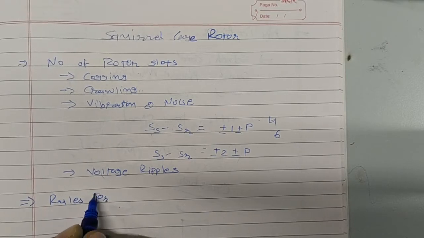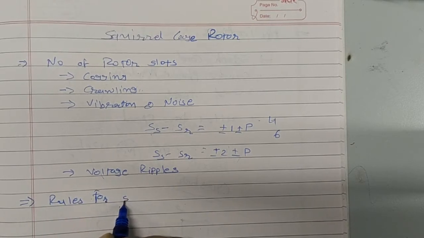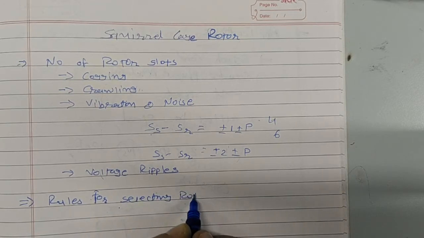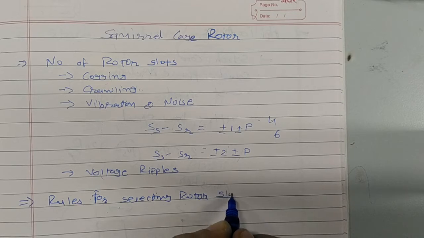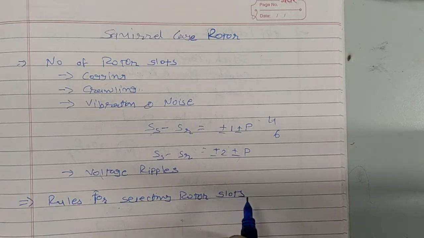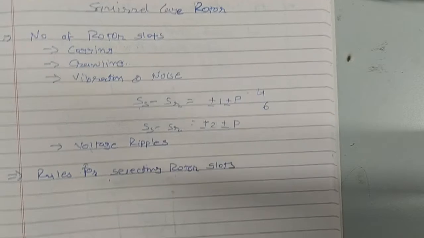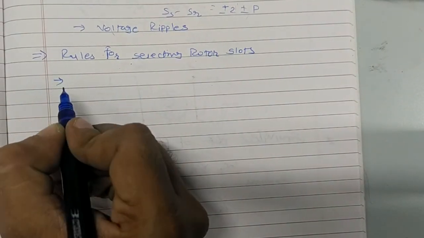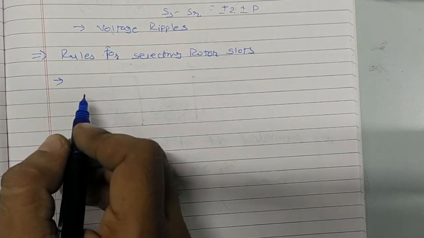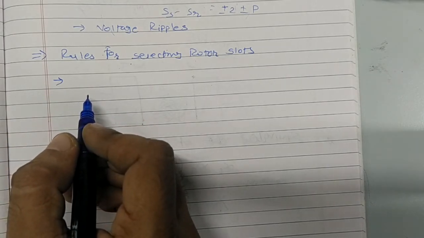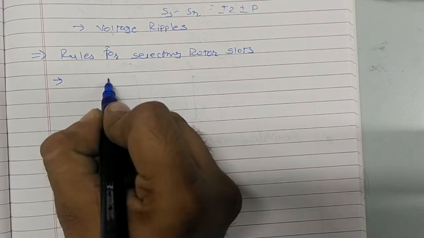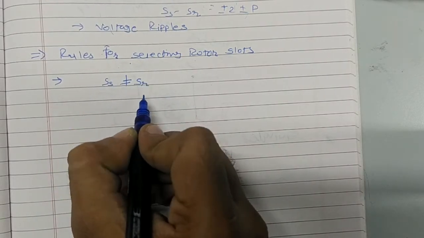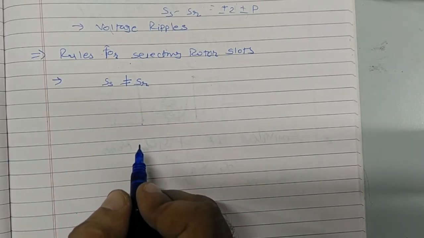Rules for selecting the rotor slots. Okay, so over here the first rule is that the number of rotor slots should never be equal to the stator slots. Means first rule, SS, stator slot, should not be equal to rotor slot. Both should not be equal in number.